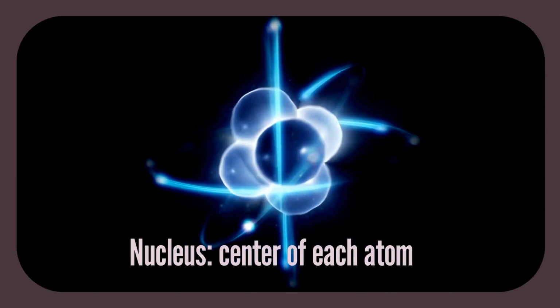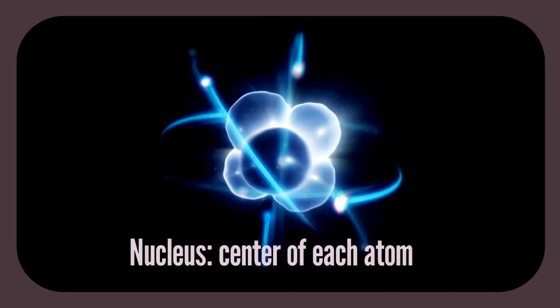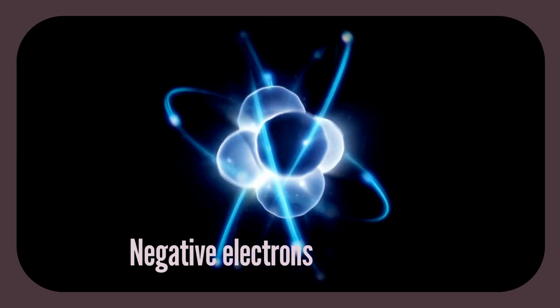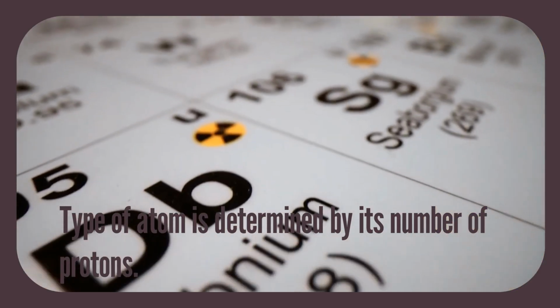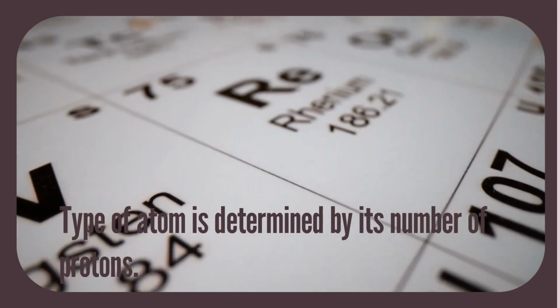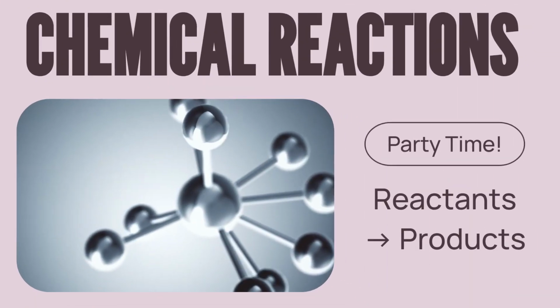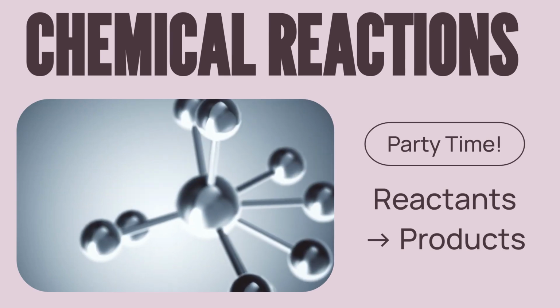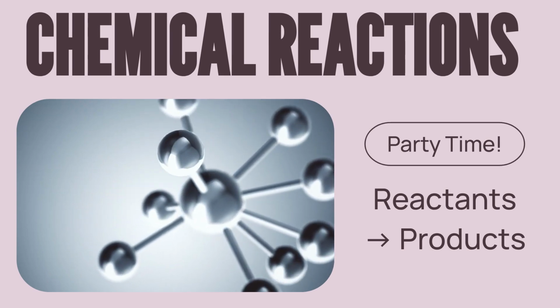At the center of each atom is a nucleus, with positive protons and neutral neutrons. Whizzing around them are the negative electrons. The type of atom is determined by its number of protons, and we organize all these types on the periodic table. Now, what happens when these atoms get together? They have a chemical party. The starting ingredients are the reactants, and the new things they form are the products.